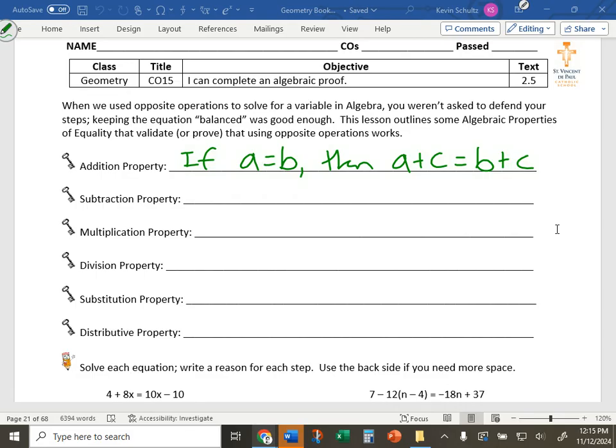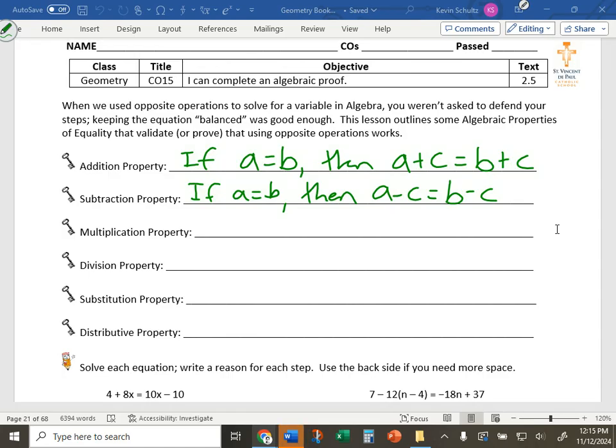What do you suppose the subtraction property is? I'll give you a hint. It starts with if A equals B, then A minus C equals B minus C, right? If A is the same as B, you can subtract the same value from each of them and it'll still be the same value.